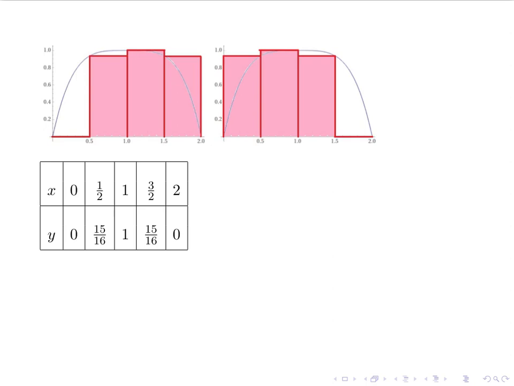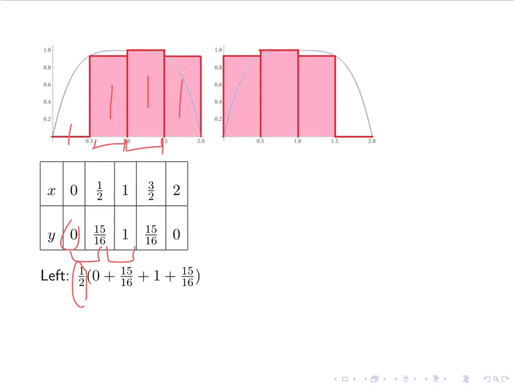So again, I've made a table of my values using the formula that we had. For the left, this 1/2 is again the width of each of these rectangles. So these rectangles all have a width of 0.5. And then the heights, again, this first one has a height of 0. This next one has a height of 15/16, then 1, then 15/16. And again, I'm just looking at each pair of values and taking the one on the left, on the left, on the left. And that gives me 23/8.